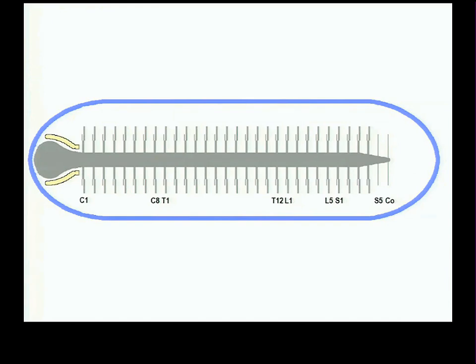And someone pointed out, well, you only have dorsal rami for the S5 and CO. That's because there is no hypaxial portion of the body wall when you get that close to the end of your body.